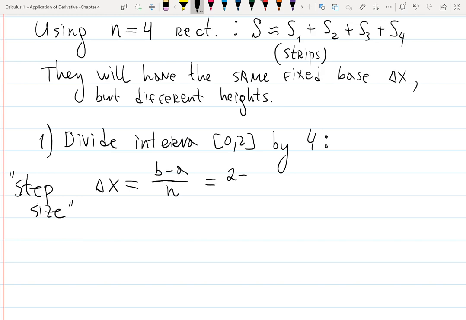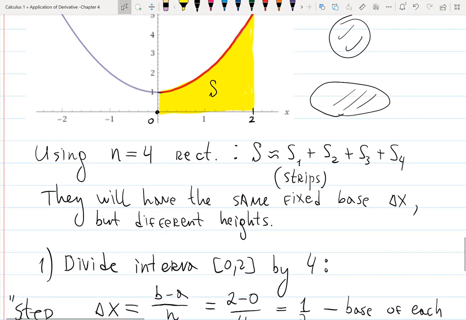So it's going to be 2 minus 0 over 4. 2 and 0 are B and A. 4 is the number of rectangles we chose to have, and the result is 1/2. This is the base of each rectangle. That's why we call it delta x, the step size.